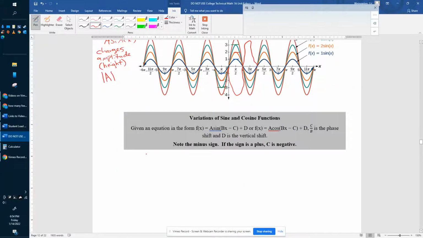All right, it's getting complicated. Variations of sine and cosine functions. Given the equation of the form f of x equals a sine b of x minus c plus d, or f of x equals a cosine b of x minus c plus d. Whew, that's a lot. C over b is the phase shift and d is the vertical shift. What the heck does that mean? Let's keep looking.